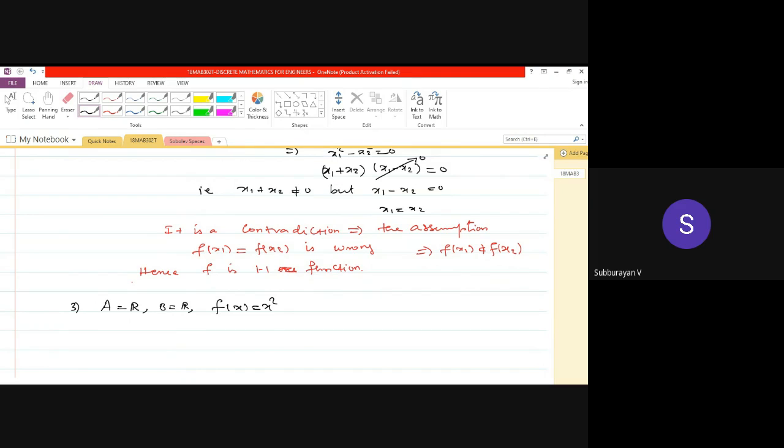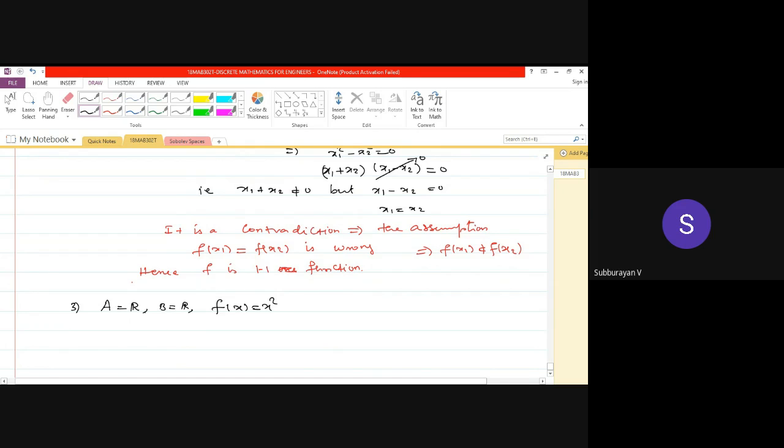Yes, sir. Why? Because positive and negative x will have the same value. Okay, she said another answer. See, positive x and negative x are distinct elements, but they go to the same image. Therefore it is not a one-one function.